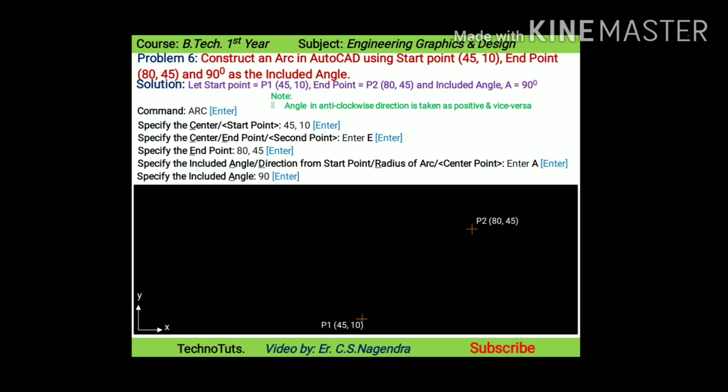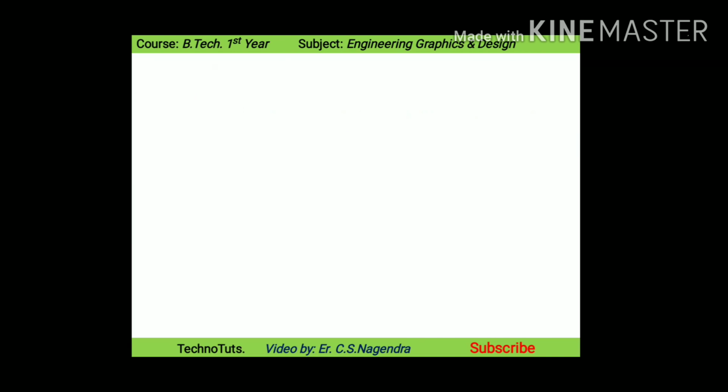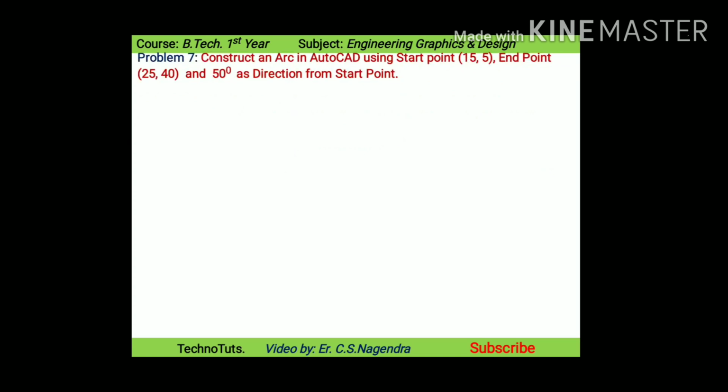After that the computer will ask you to specify the included angle. Type there 90 and press enter key. After pressing enter key, you will see the computer construct an arc between points P1 and P2 having included angle A as 90 degree. Okay students, got it? Here P1 is the start point and P2 is the end point. Okay, let us move to problem number 7.